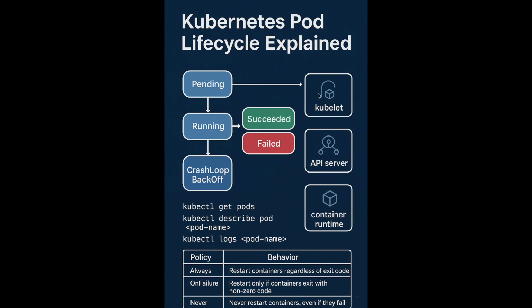So the next state is the running state. In the running state, the pod is scheduled onto a node. So the pod is on the node now, and the kubelet pulls the container images if not already cached, as we have discussed in the previous video about the work of the kubelet. So basically the kubelet has now pulled the image and started the containers. The pod containers are now up and running.